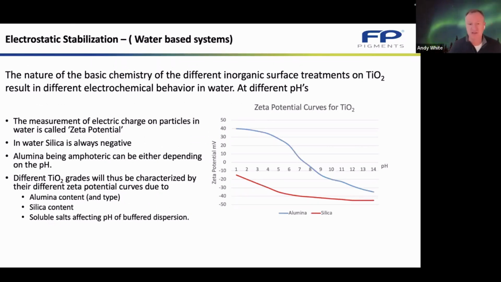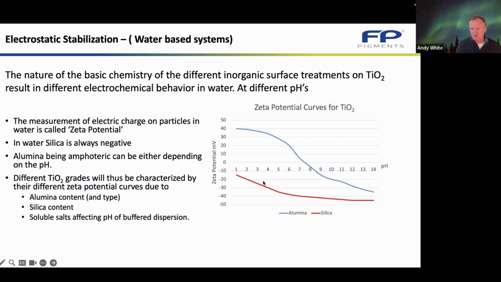In water-based systems, as we said, it's all about polar. Everything is about charge. And you can actually measure the charge on particles in water, whether it's particles of latex or pigment or whatever, and the charge that you get at a certain pH is called the zeta potential. Here you've got a graph of zeta potential in millivolts, varying with pH for a certain type of particle.